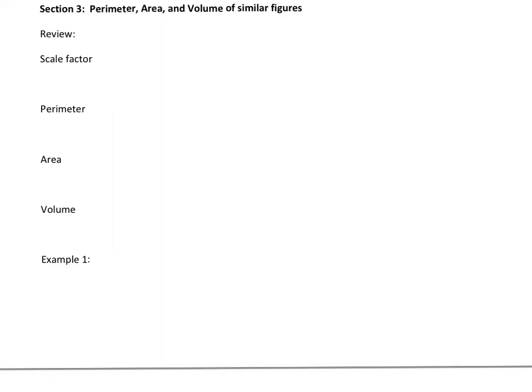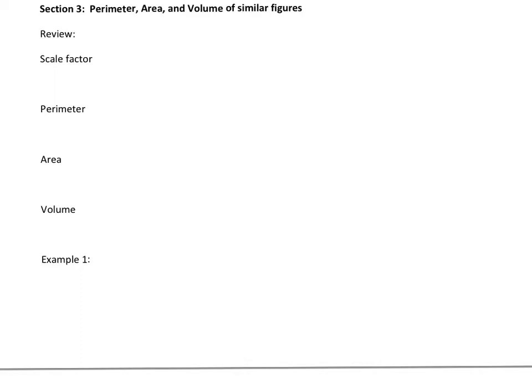Unit 6, Similarity, Section 3. In this section, we're talking about perimeter, area, and volume of similar figures, and in particular, their scale factors. So if we can find the scale factor of two similar figures using their side lengths, what would the scale factors of the perimeter be, or the areas, or the volumes be? So we're going to talk a little bit about that.